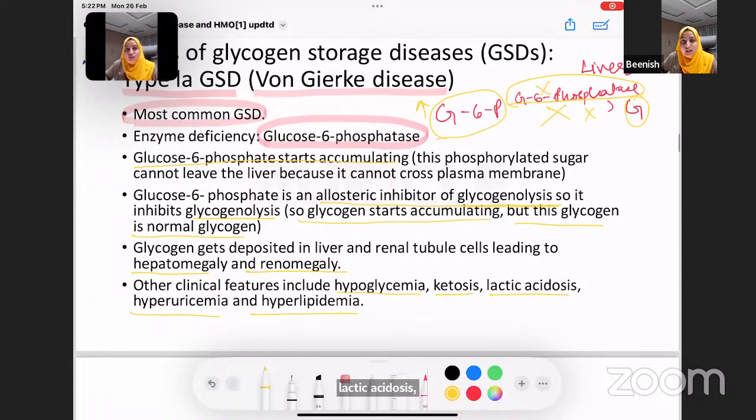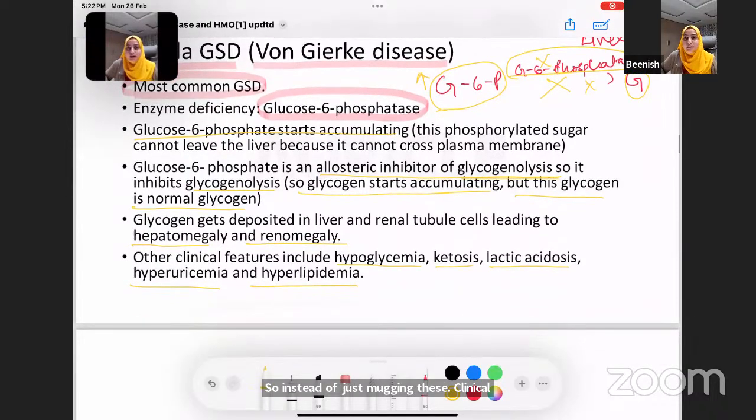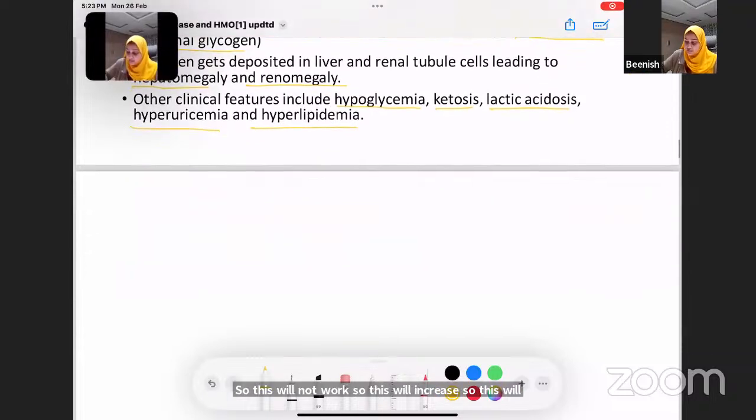So instead of just mugging up these clinical manifestations, I'm actually going to tell you the concept behind them. If you start relating the concept that this enzyme is deficient, so this pathway will not be working, so this will lead to accumulation of this. So you know the cascade of events that will follow, you don't have to memorize or mug them up. You'll be able to relate them. You just have to know that this enzyme here is deficient, so this will not work, so this will increase, so this will rise, and everything. You will see what I'm talking about. So it says these are the biochemical hallmarks of von Gierke's. We'll take each of them one by one.